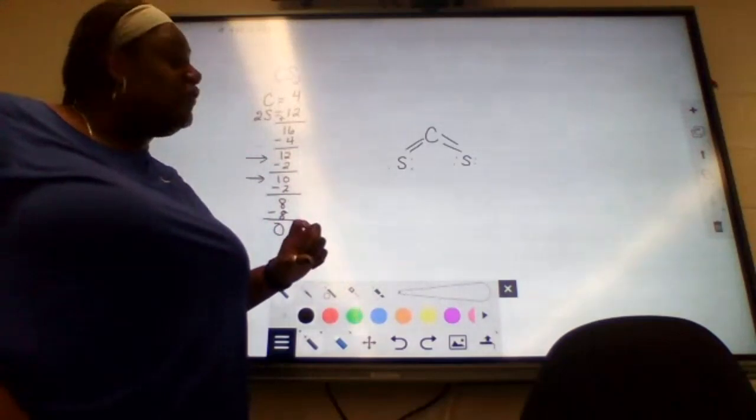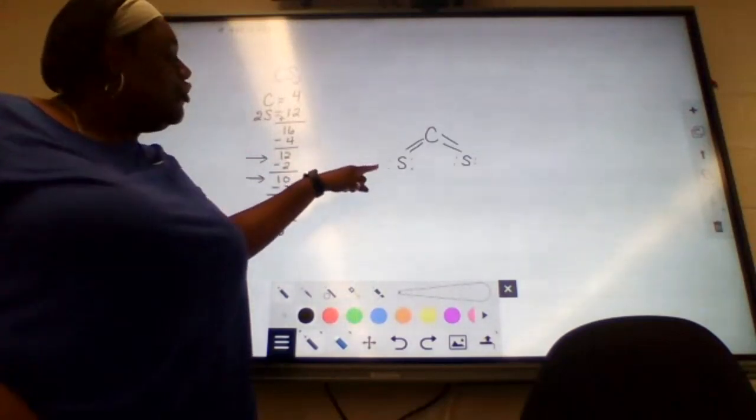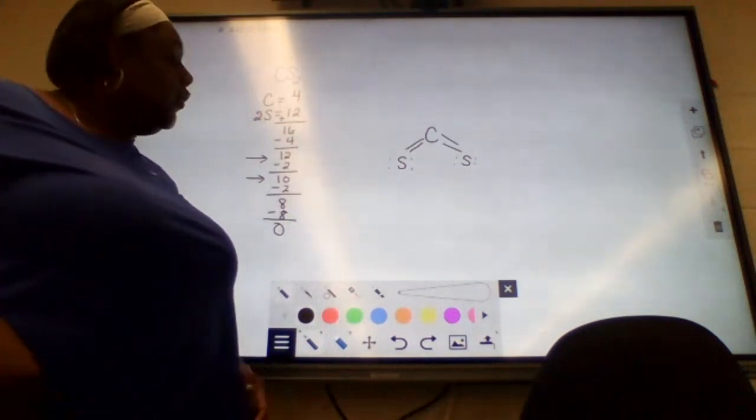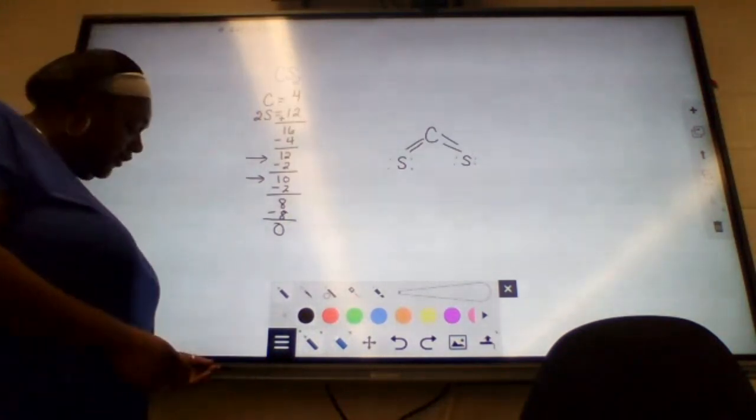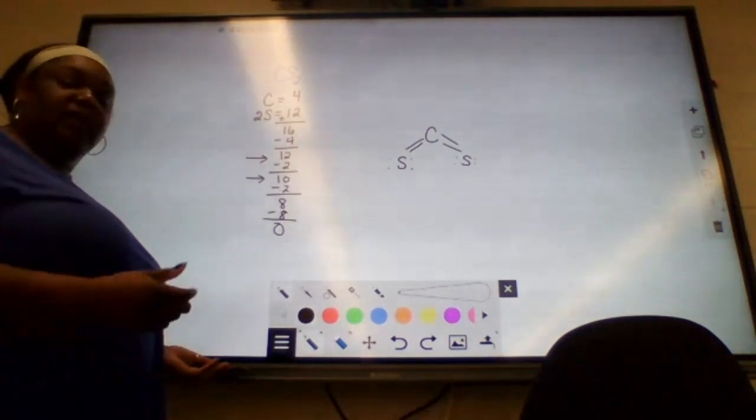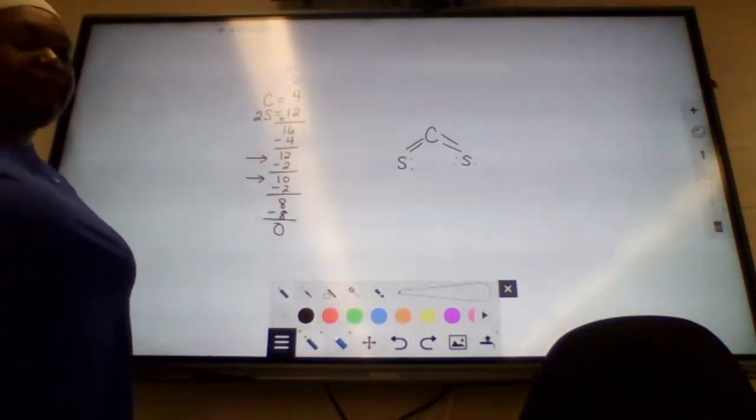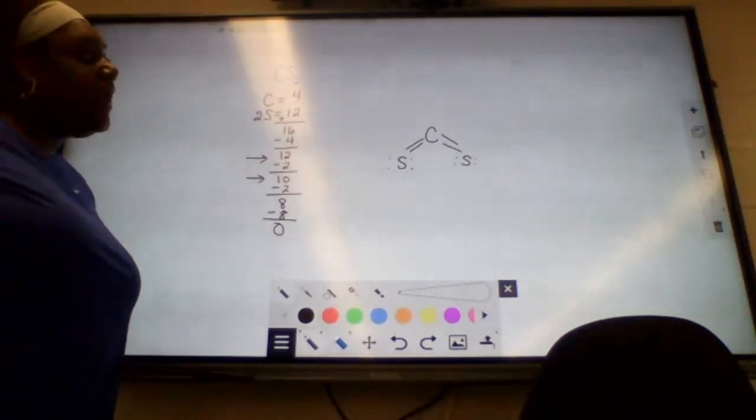Those are the electrons that are being shared between your 2 atoms. Your dots represent your lone electrons, and so those are the ones that are not being shared. So we've done an example where we had only single bonds. We've done an example where we have multiple bonds.